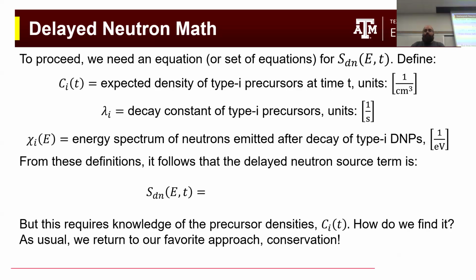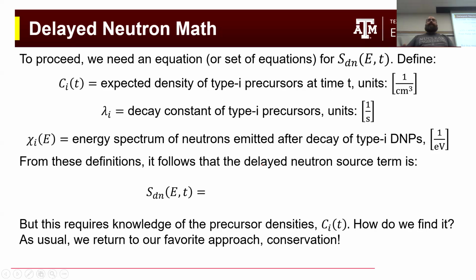So if we want to figure this out, we need to define some terms that are going to be relevant for our delayed neutron production. These delayed neutrons are coming from our delayed neutron precursors. So one of the things that we need is the density of those delayed neutron precursors, and that's what C sub I is. C sub I is the expected density of our type I precursors at some time t. It's a density, so it has units of inverse volume.